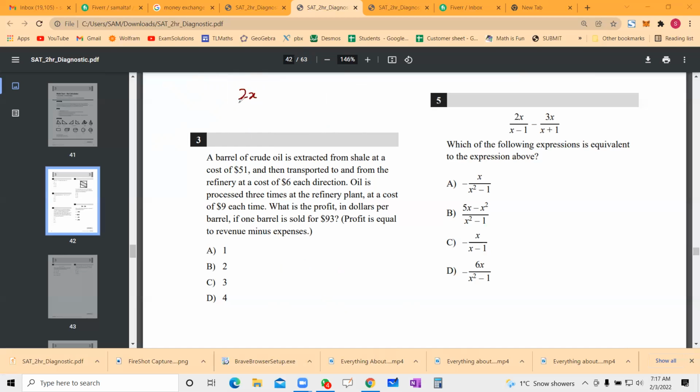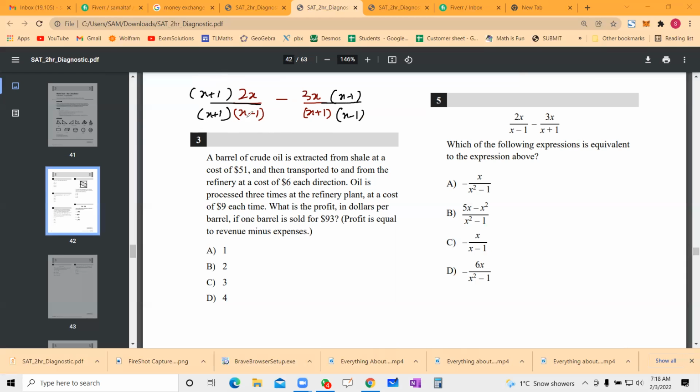Now let's see the question. If you're having 2x over x minus 1, and then minus 3x over x plus 1. So now the terms are x minus 1 and x plus 1. But how can we make the denominator the same? You have to multiply both with something to make the denominator the same, because what you multiply with x minus 1 to make it x plus 1, you cannot do that. You have to multiply x plus 1 here and x minus 1 here, right?